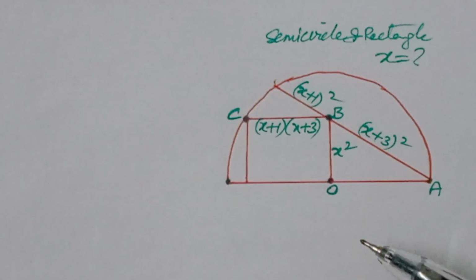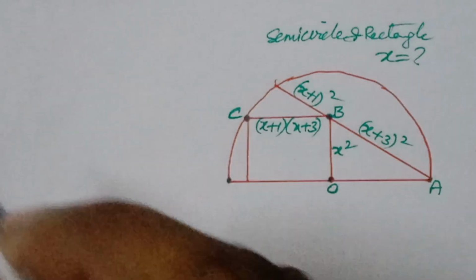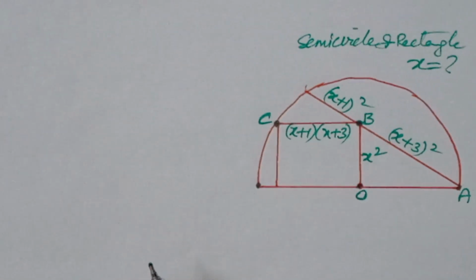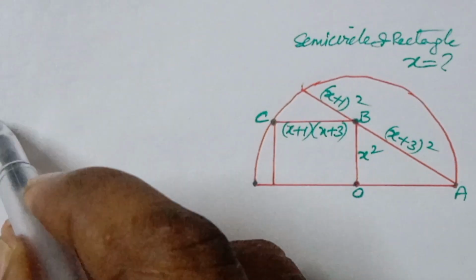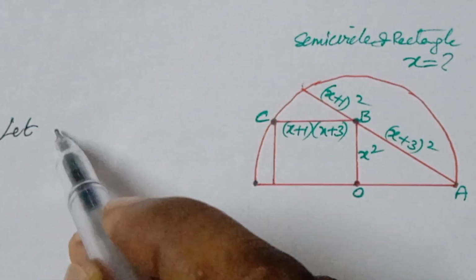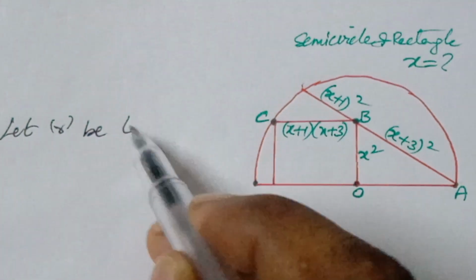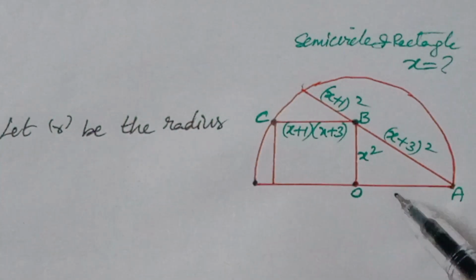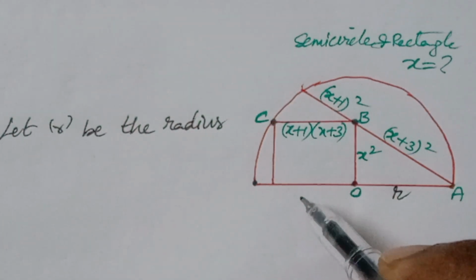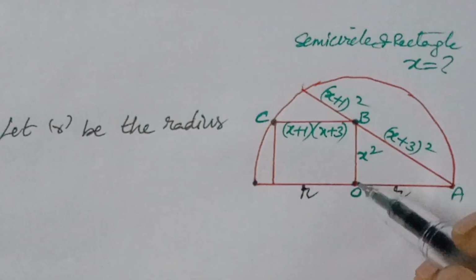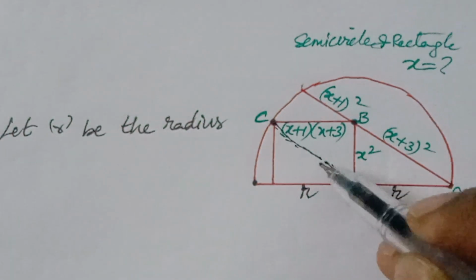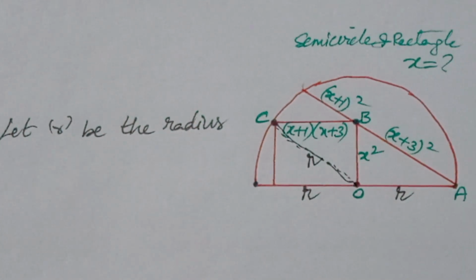Let's solve this problem together. So here, let R be the radius. So this is R. This total is also R. Here you have to join this diagonal. This is also radius R. That is the logic here.